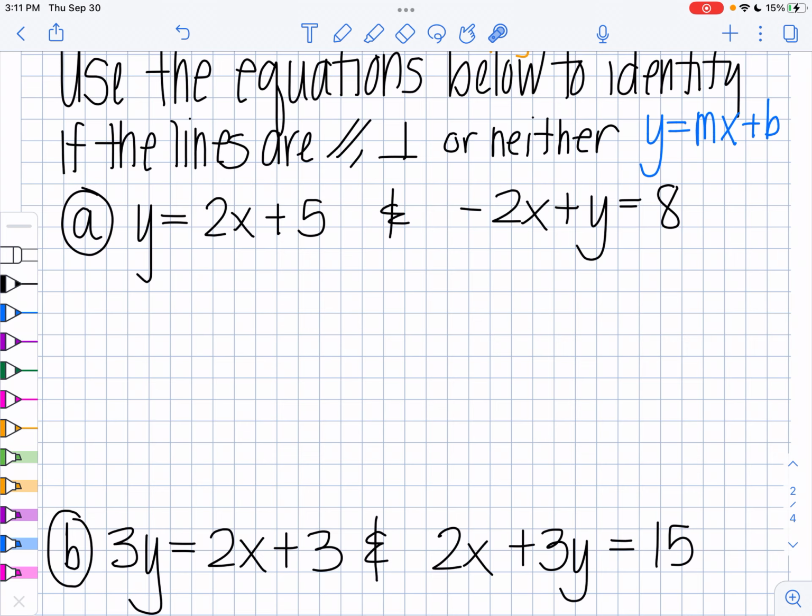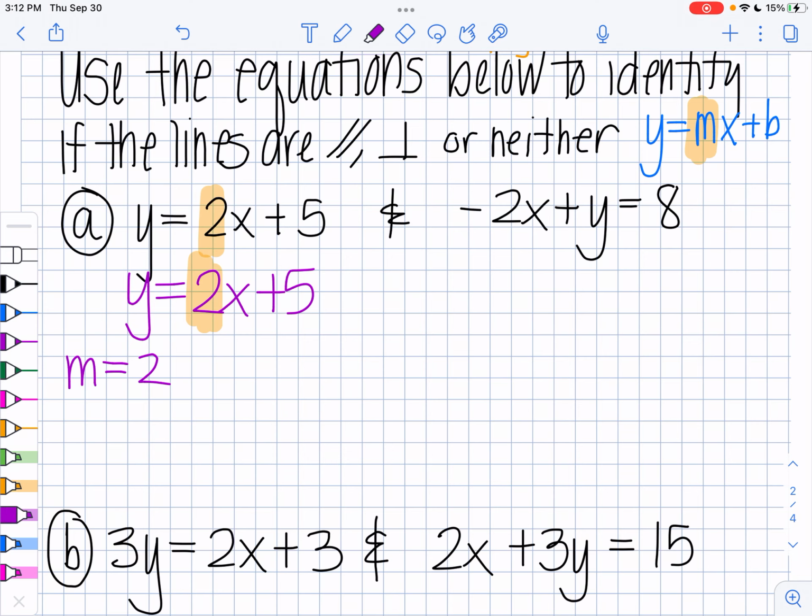All right, my first one right here is already solved for y, so that's easy. So y equals 2x plus 5. I don't have to do anything here. I can identify my slope here is equal to 2. Remember, the slope is the number that's next to your x, your m.